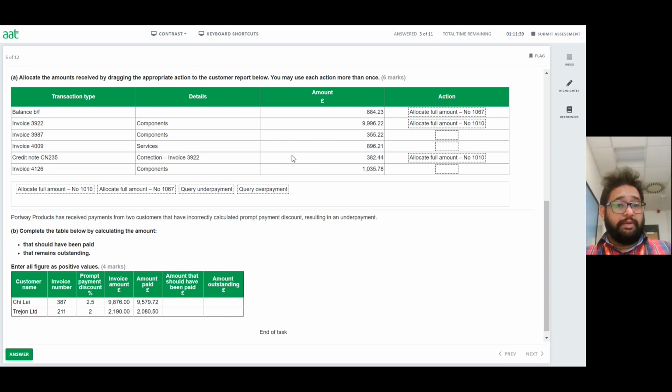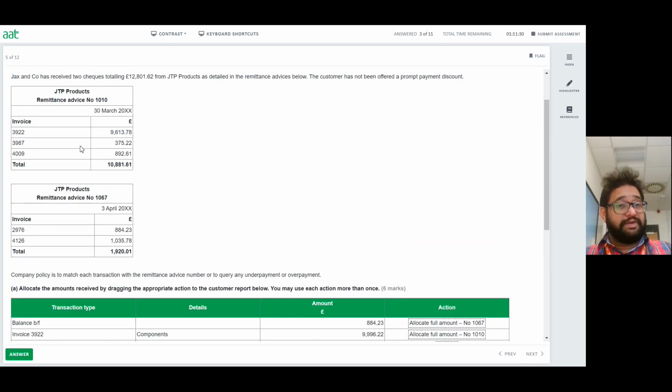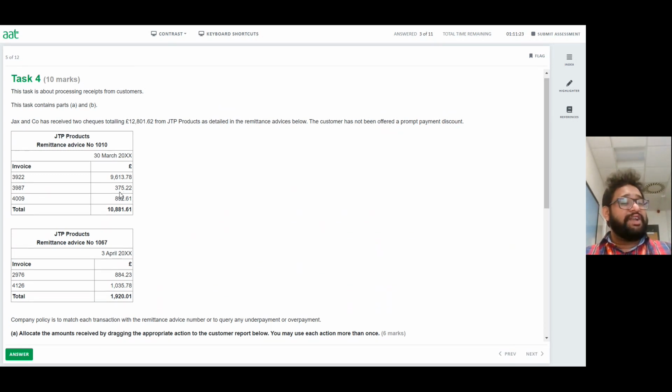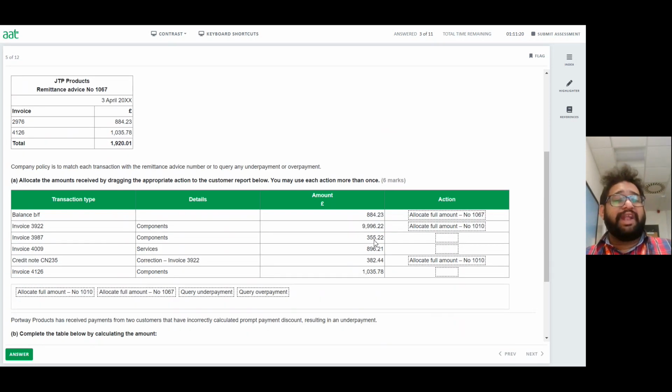But now look at the third part, which is invoice number 3987, for the value of 355.22. Let's see here, 3987, it's 375. Okay, so it's going to be £375.22, but they paid only £355.22. So they have taken £20 off themselves. So what do you need to do? You have to query an underpayment, because it has not been paid according to what they should have paid.